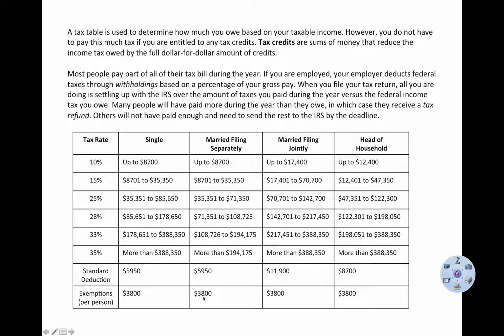then every person in the household gets to take an extra $3,800 off. So minimally, if you're just one person, a single person, and let's say we made the $50,000, you get to start out by taking off, what's that, $9,750 from the $50,000. So you're just barely at $40,000 that you're really paying taxes on.